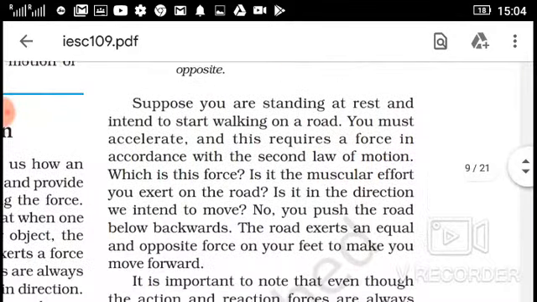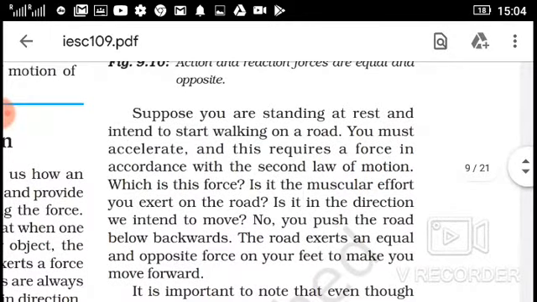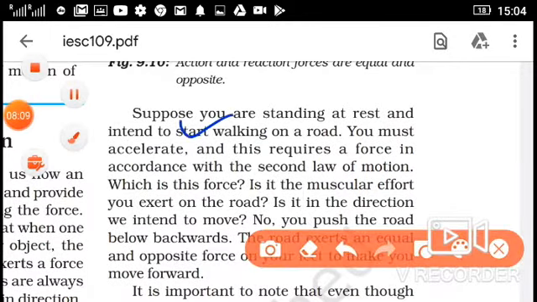There are some examples to elaborate the third law of motion. The first example we will discuss is the football, the second the spring balance. Now the third example. Suppose you are standing at rest and intend to start walking on a road. You must accelerate, and this requires a force. This is the second law, meaning we need a force to move, to accelerate.